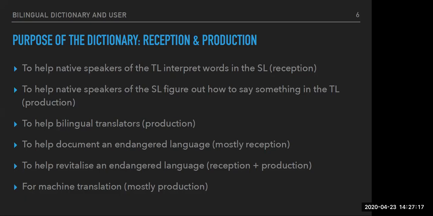For the second type, you might have a language learner who wants to figure out how to say some word in the target language. Say a Hindi speaker wants to know how to say, let's go back to our favorite example, "then" in English. They would look it up and the dictionary would tell them how to say it. So that's a production-oriented dictionary.